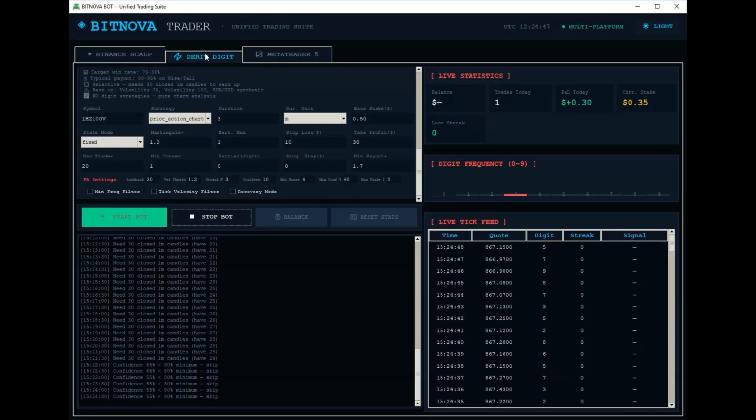MT5 connects to the account you own. One dashboard view to keep you in control. You see the signal, you see the logic, not a blind guess, not a magic trick.